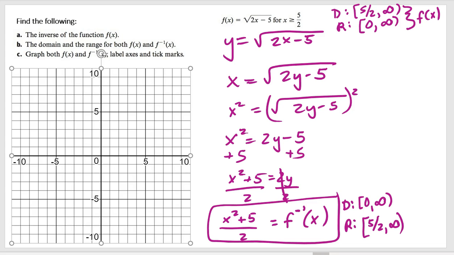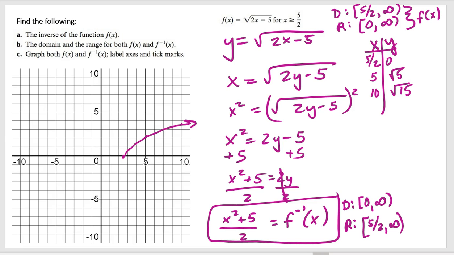Part C asks us to graph f of x and the inverse of f. So to graph this, I'm just going to put in a couple points to help me. So this is going to be the function f of x. I use these table values, and I just use my calculator to figure out approximately what the square root of 5 is and what the square root of 15 is.